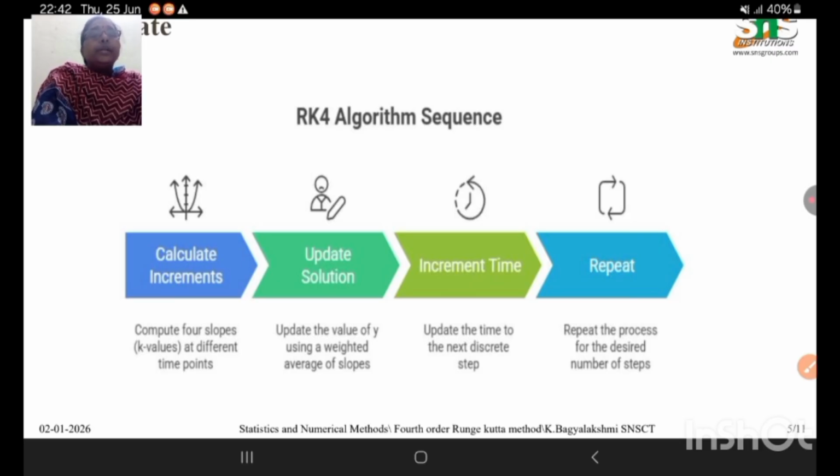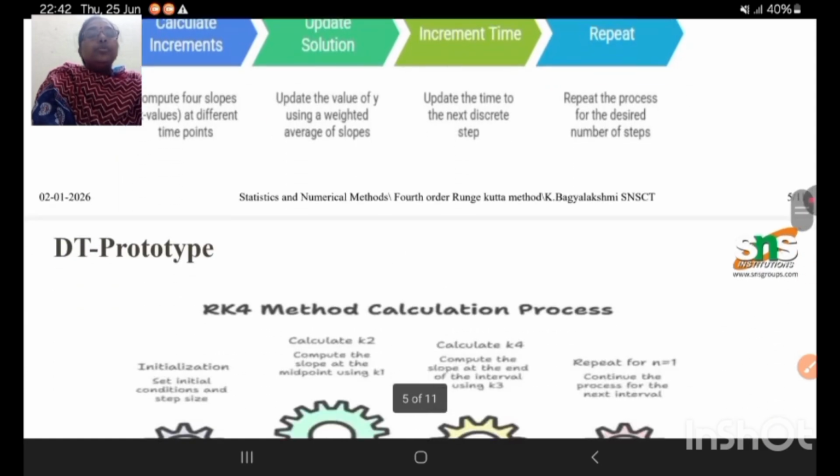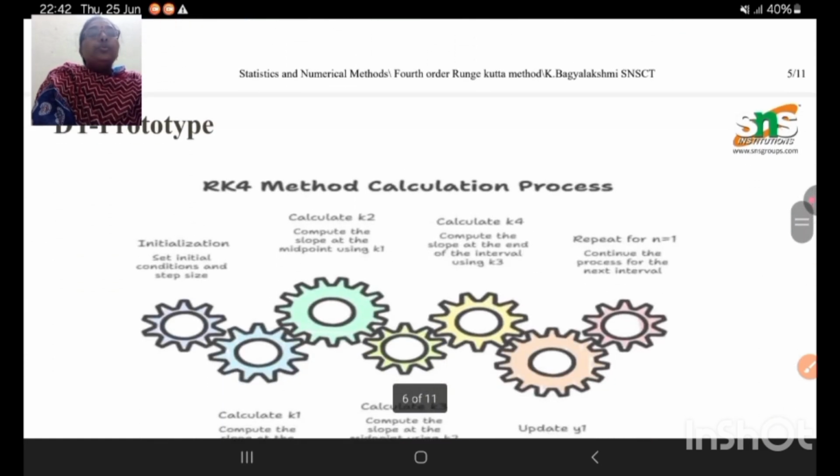Next we update the solution: update the value of y using the weighted average of the slopes, and update the time to the next discrete step, and repeat the process for the desired number of steps we want to continue. So next we can move on to the final prototype stage.